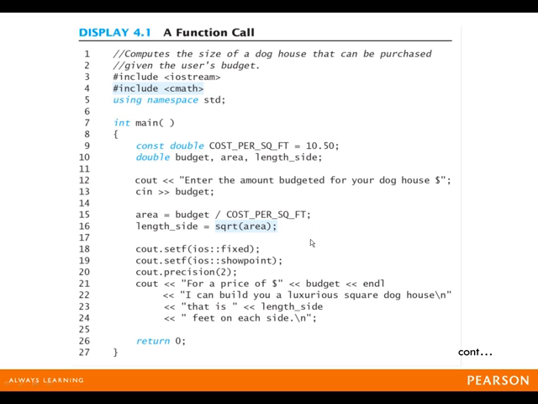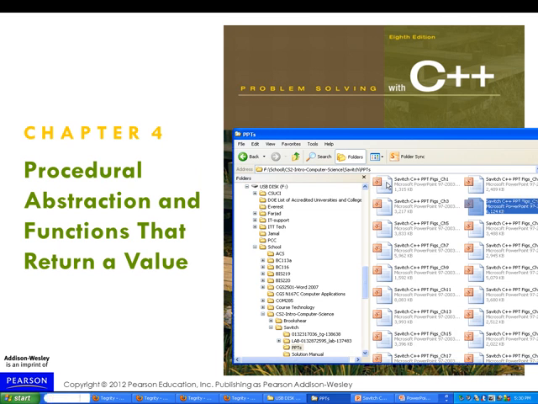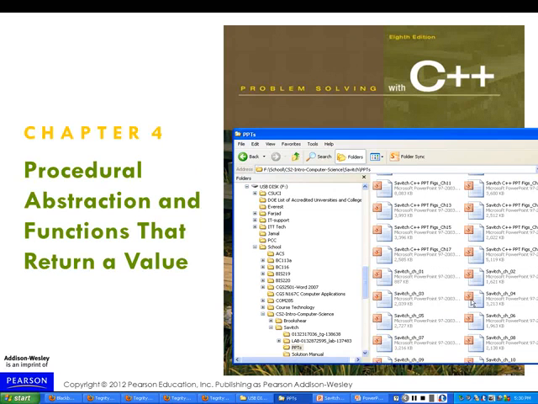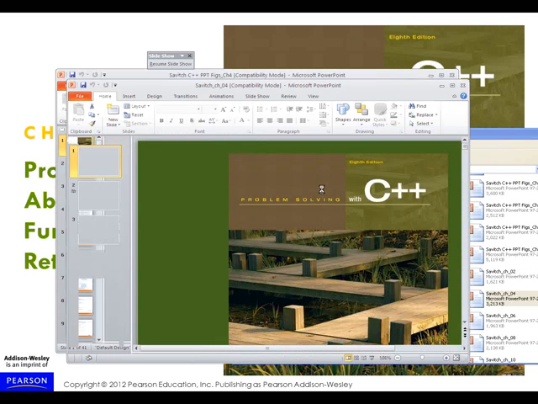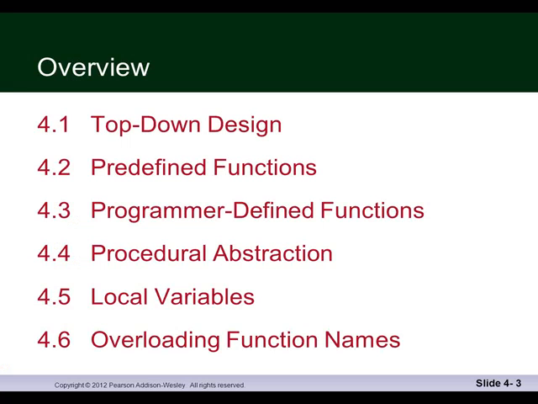Okay, so we start chapter 4 last time. We're going to finish it up today. We talked about the function calls. We talked about the top-down design, predefined functions, programmer-defined functions, and we're going to finish it up with the procedural abstraction, local variables, and overloading functions.